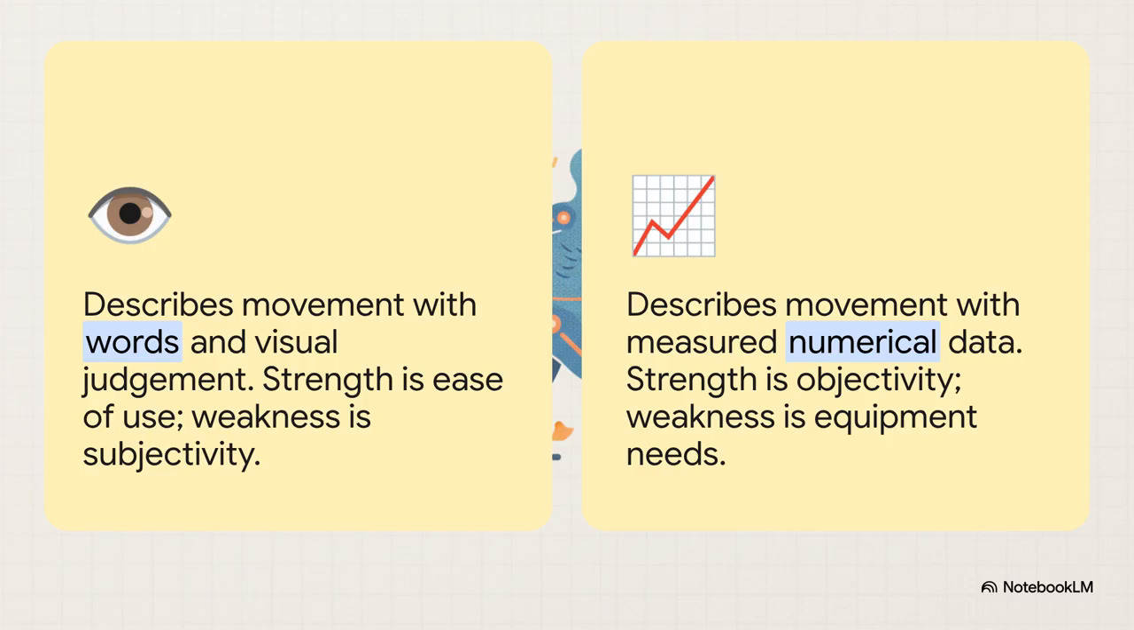Then you have the other side of the coin, quantitative analysis. This is more like the scientist's ruler. Here, we're talking about hard numbers, measuring joint angles in degrees, velocities in meters per second, forces in newtons. It's totally objective and super precise, but it takes special gear and a lot more time.